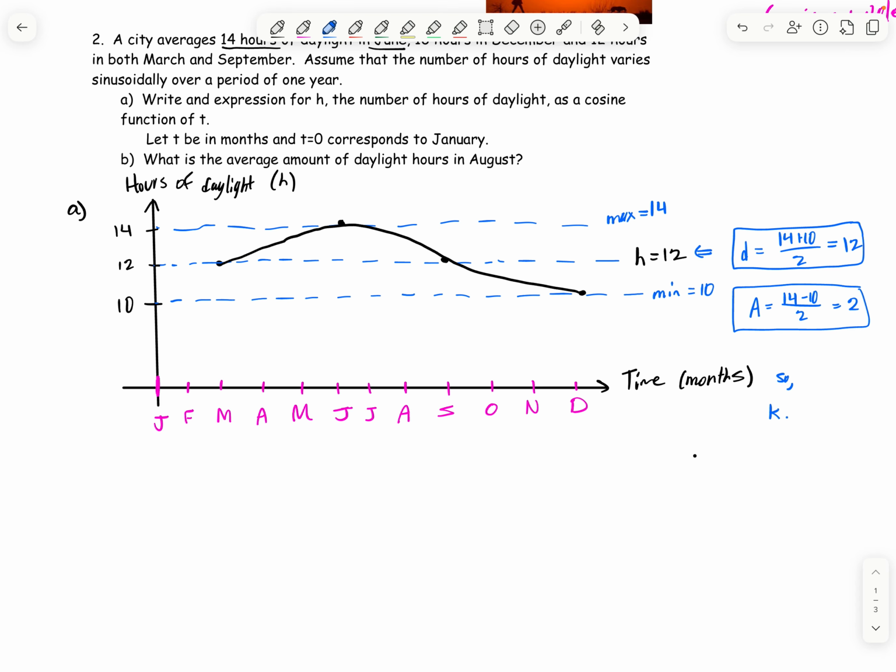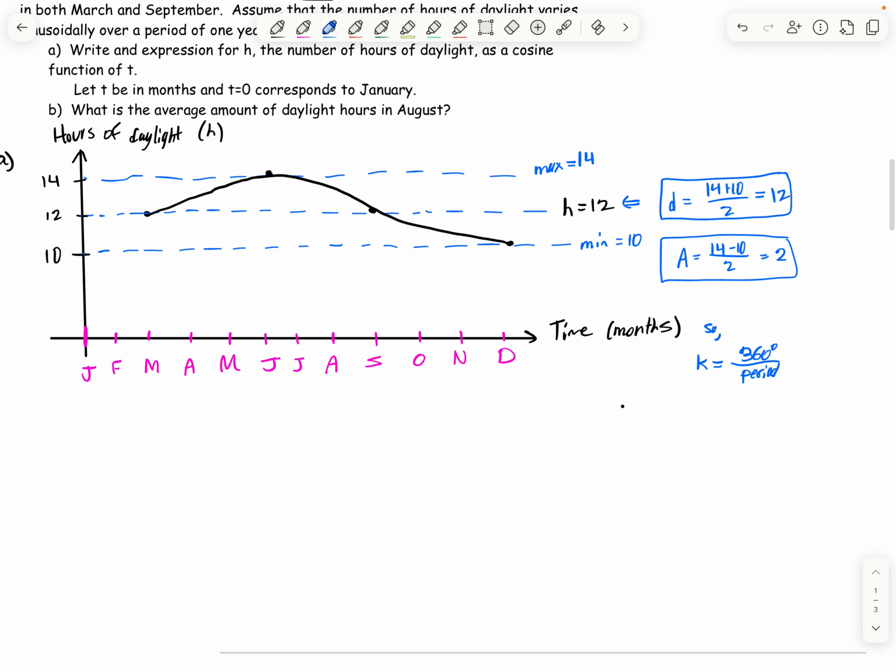So K is equal to 360 divided by period. Okay, please make sure to write that properly. It's not period divided by 360. It's always 360 divided by period is K. And so this is 360 divided by 12, which is going to be 30. Okay, so my K is 30.